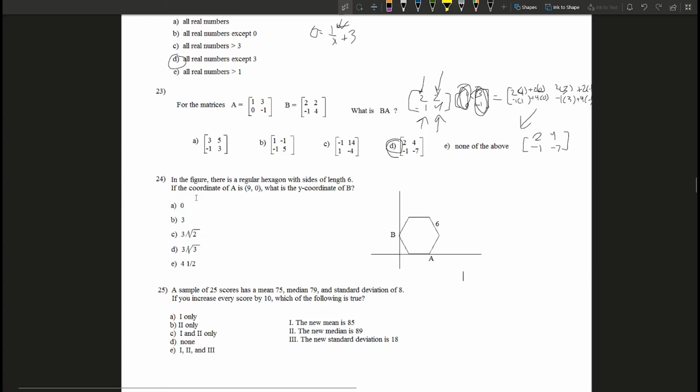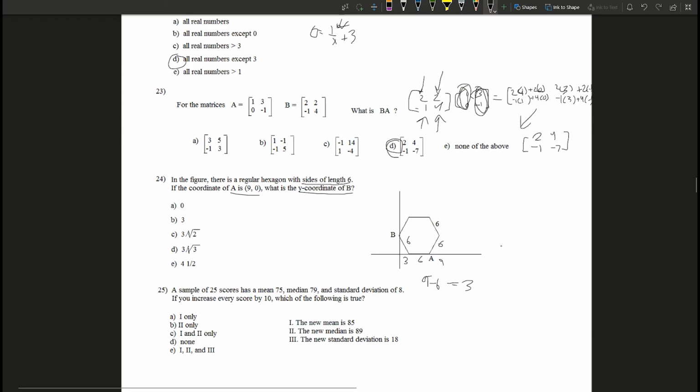So this question is asking, in the figure, there is a regular hexagon with sides of length 6. So we're just going to write in some more 6's just to help us. If the coordinate of A is 9, 0, what is the y coordinate of B? Okay, so we know that the distance from the origin to A is 9. And so if we do 9 minus 6, 6 is the length of the hexagon, and 9 is the distance from the origin to this point on the hexagon, then we will get that this space here is equal to 3.